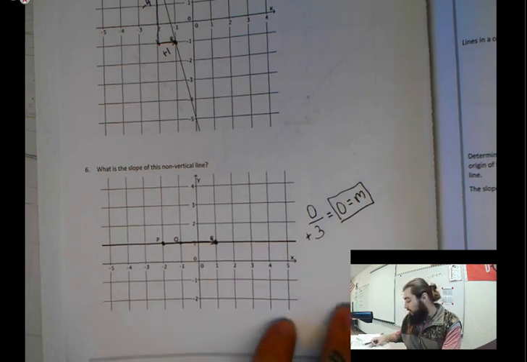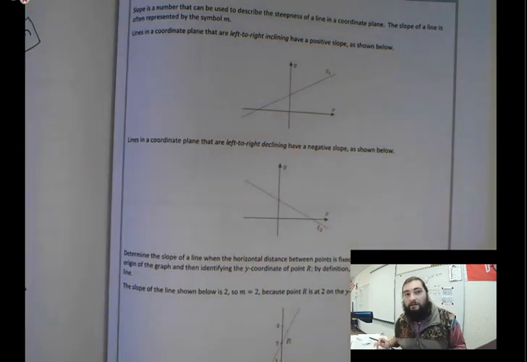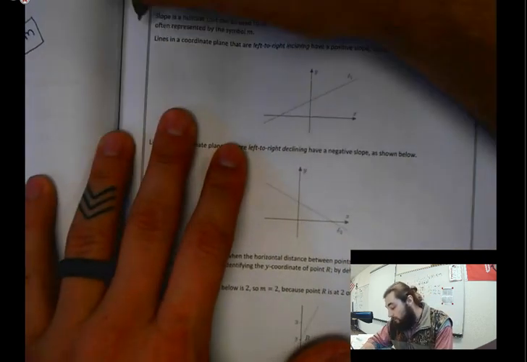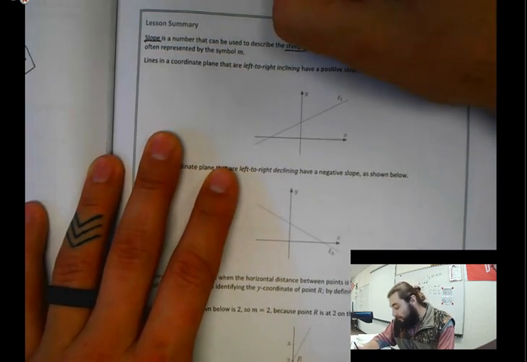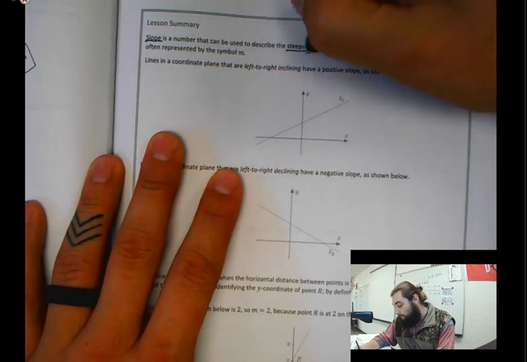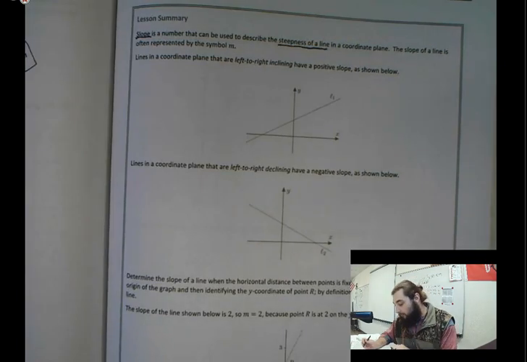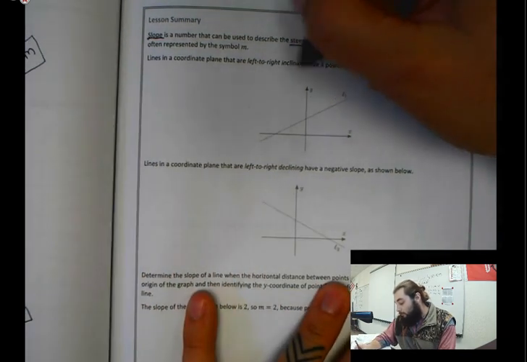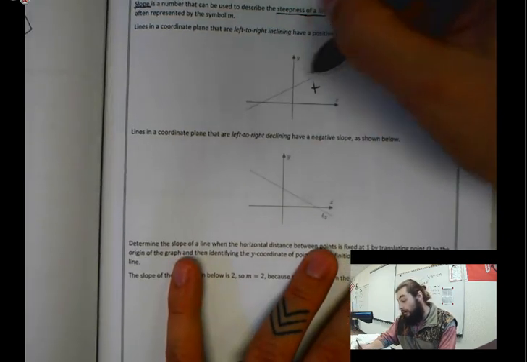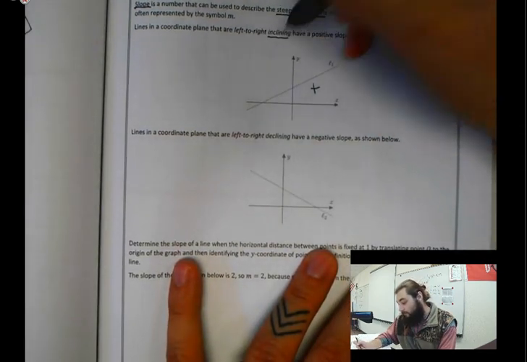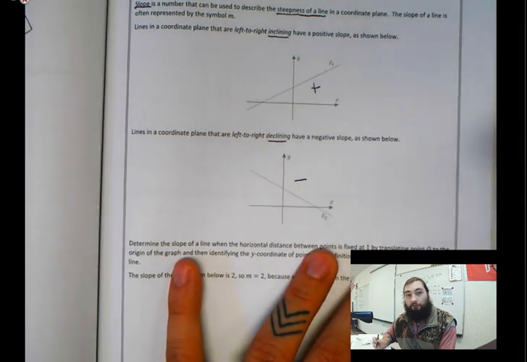Fantastic. If you take a look at page 163, and we'll wrap this up really quickly. Here's a lesson summary. Lots of notes. Let's look at some things. Slope. Okay? Your slope is a number that's representing the steepness of a line on a coordinate plane. So the slope represents the steepness, and there's a specific number that comes from that. Lines from left to right that go up have a positive slope. That's inclining. Ones that are declining, going down from left to right, have a negative slope.